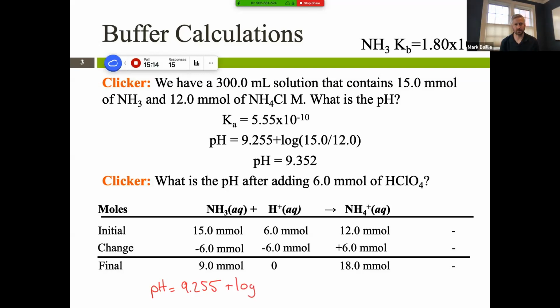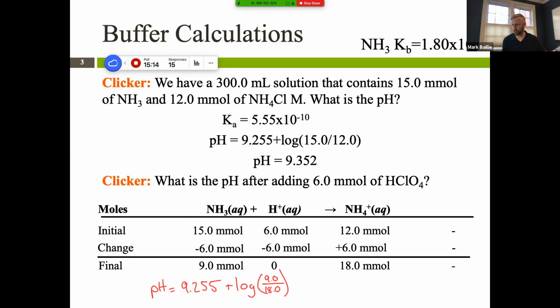And here's the shortcut that works really, really well. Because you're going to be doing your millimoles over 300 mils on the top and the bottom, the volume in this one equation cancels out. That is not true for your Ka equation. Ka, you have to use concentration. You can use it here as well. But if you want to save yourself time, I would just put the number of millimoles of the base over the number of millimoles of the acid. That calculation will give you the same value as if you had concentration of one over the other.